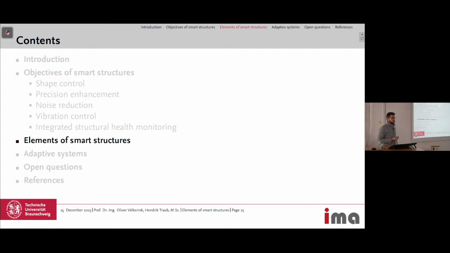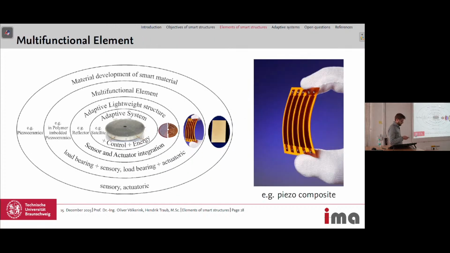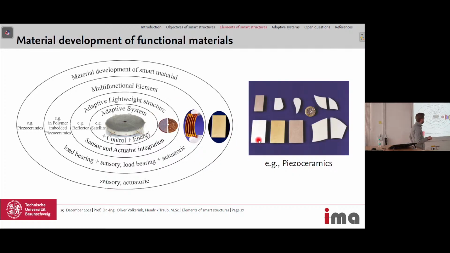So now we go over to the elements of smart structures itself, what is really needed to build up these structures. I've brought this kind of figure, which is made of rings from outside to inside. We have smart materials, for example, piezo ceramics, for the sensors and the actuators. Here you can see the piezo ceramic materials as an example, and this is also the first topic we will focus on, the first element we focus on. It's the piezo ceramic or the functional materials itself.